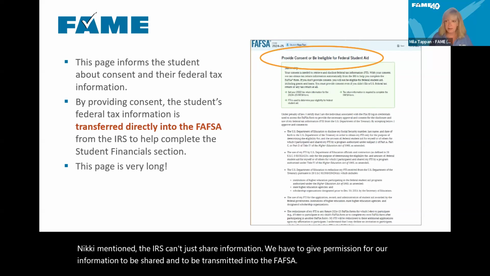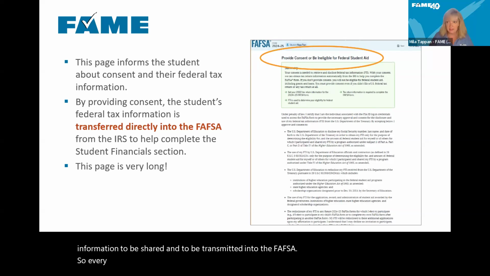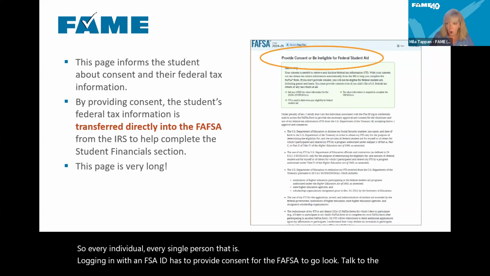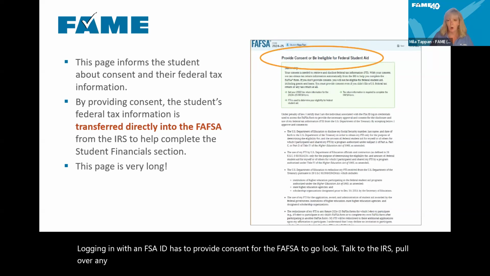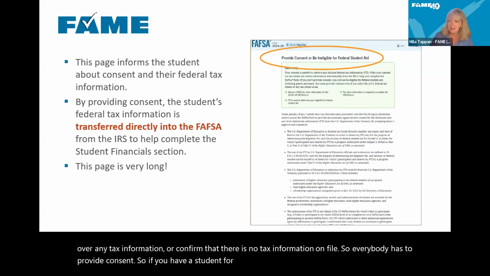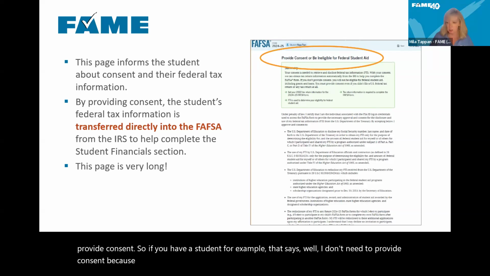So, every individual, every single person that is logging in with an FSA ID has to provide consent for the FAFSA to go talk to the IRS, pull over any tax information, or confirm that there is no tax information on file. So everybody has to provide consent. So if you have a student, for example, that says, well, I don't need to provide consent because I didn't file taxes. Yes, they do.